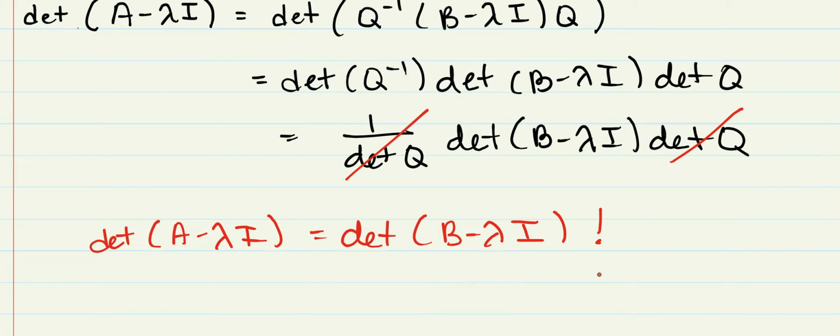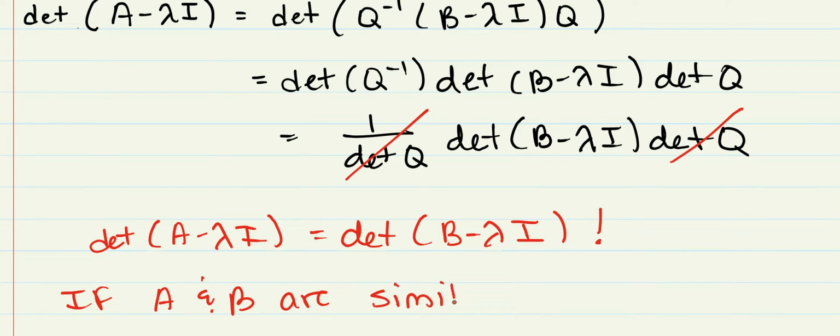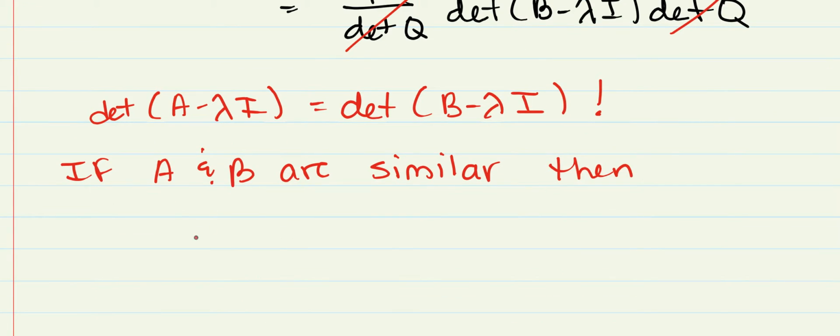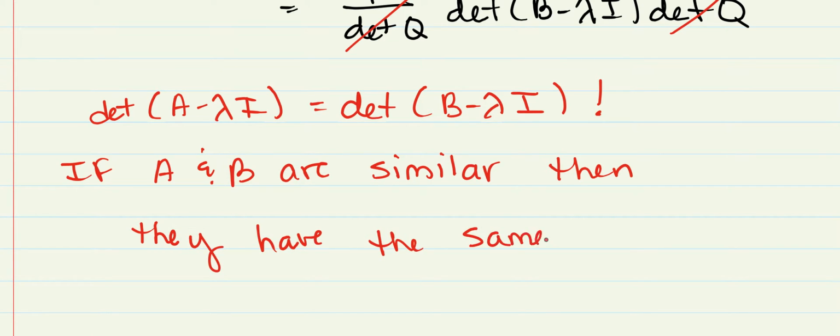What does that tell us? Well, if A and B are similar, then they have the same eigenvalues. Okay, something I want to stress is that if two matrices have the same eigenvalues, that does not mean they're similar. It's if they're similar, then they have the same eigenvalues.